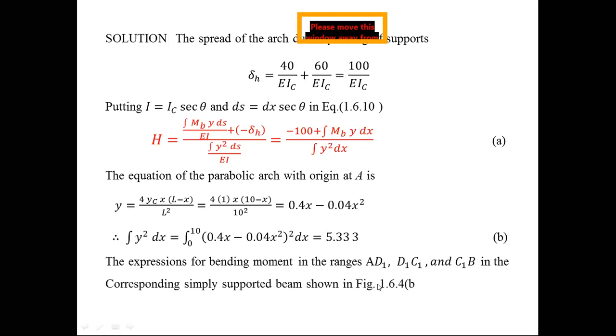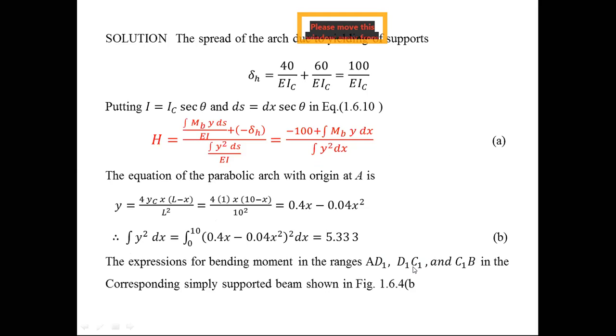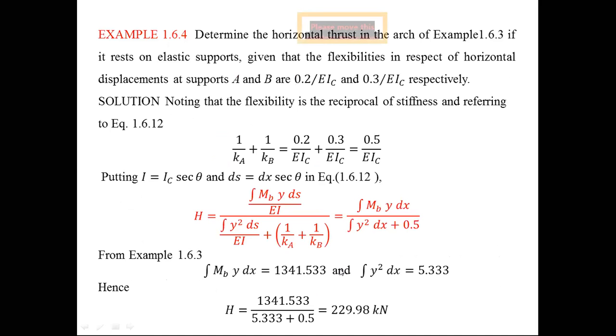Now find the bending moment expression for AD1, one expression, DC1, another expression, and BC1 is another expression. This is AD1, C1D1 and CB in the corresponding simply supported beam. Write the expressions.